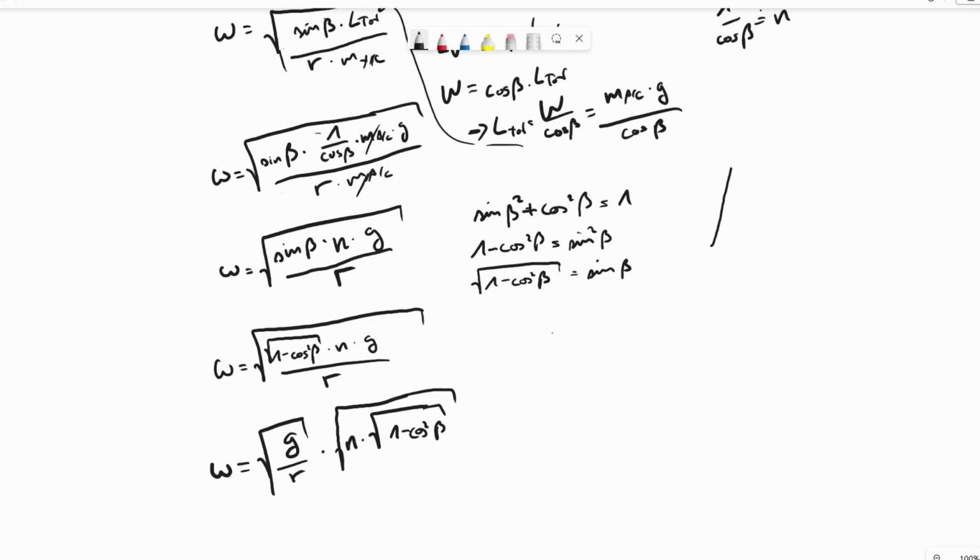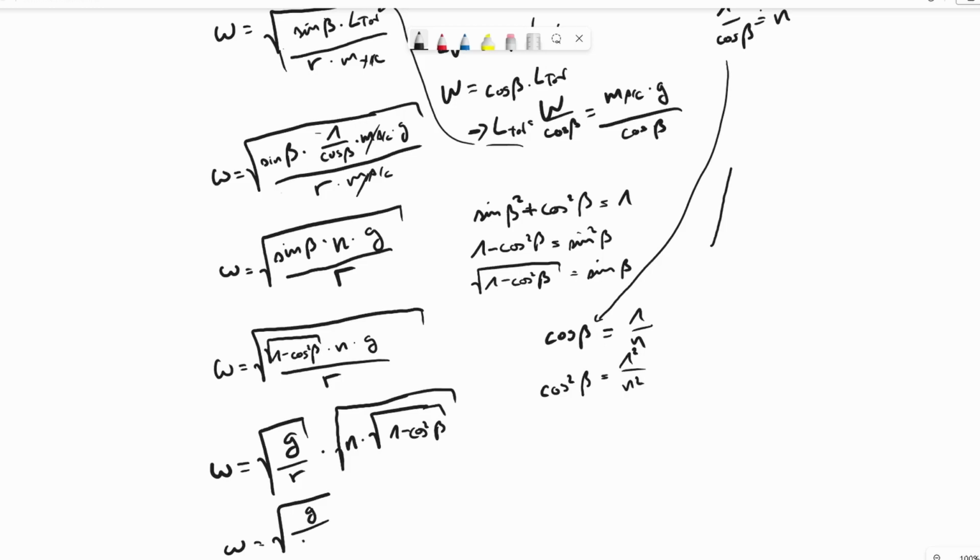From this equation up here, we know that cosine beta is 1 over n. That means cosine squared beta is 1 over n squared. 1 squared is 1, so that's that. We can use this to eliminate the cosine beta in the following equation. Okay, times n times square root of 1 minus 1 over n squared.